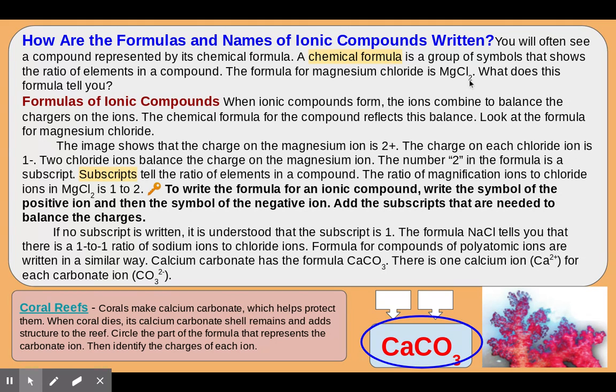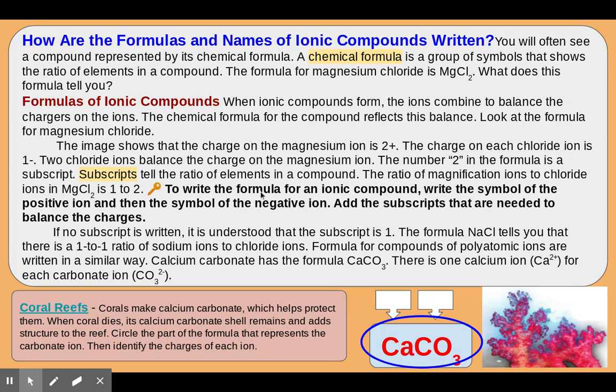Now a number that's written lower here, that's a subscript, and that tells us how many chlorines have to be paired up with the other element. And if there's no subscript, it tells us there's only one of that element. If there's no number, it's one. It's understood. Okay?